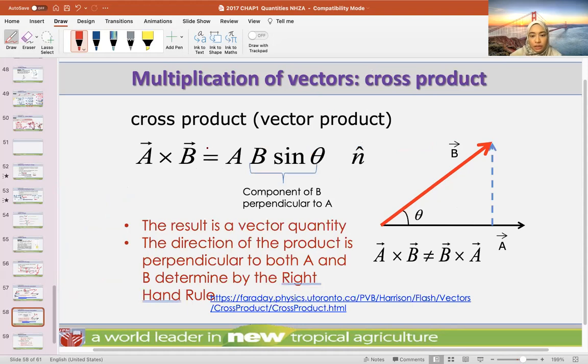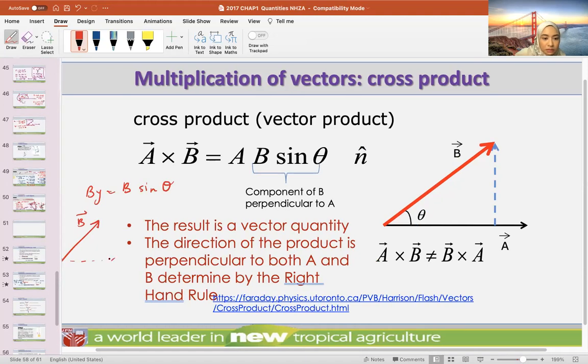Okay, so for a cross product, you are finding the perpendicular component. Remember when we resolved BY, it was B sine theta. And this is B. And this is the x-axis. And this is the y-axis. Okay, so let's see, this is A. You are finding the perpendicular component. So you are finding something over here. So what do you get? You get a B sine theta and A. So this is 90 degrees.